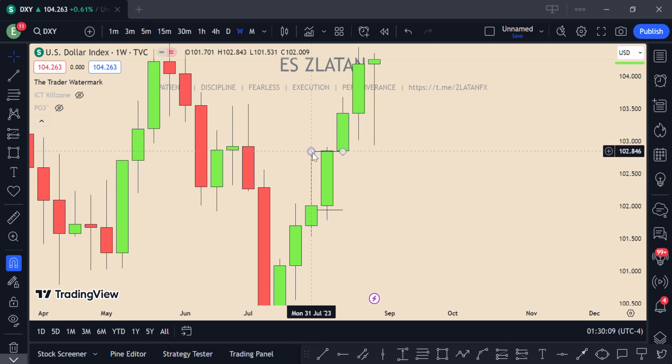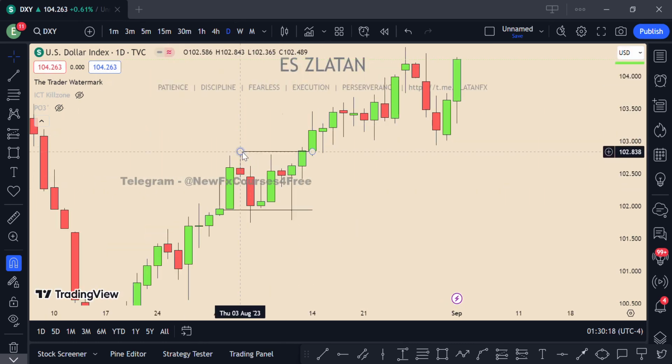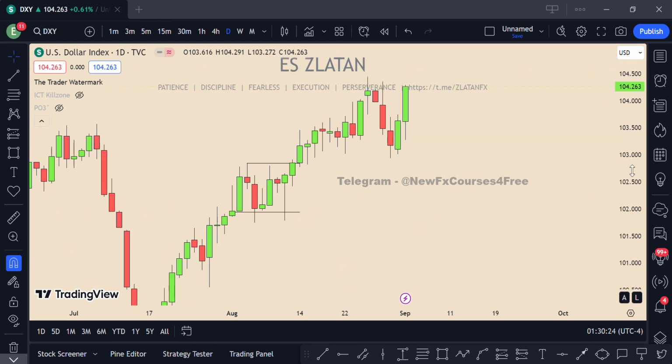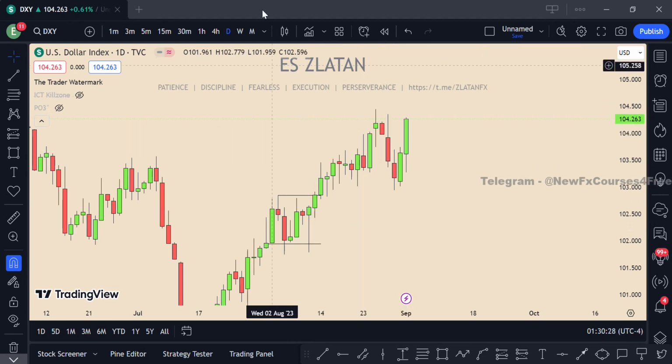Just look at this beauty. How did it just become a weekly high all of a sudden? I didn't even know it was a weekly high, and it's a swing high on the daily. So that's it, guys. Your candles are ranges, and ranges carry the liquidities you're looking for.